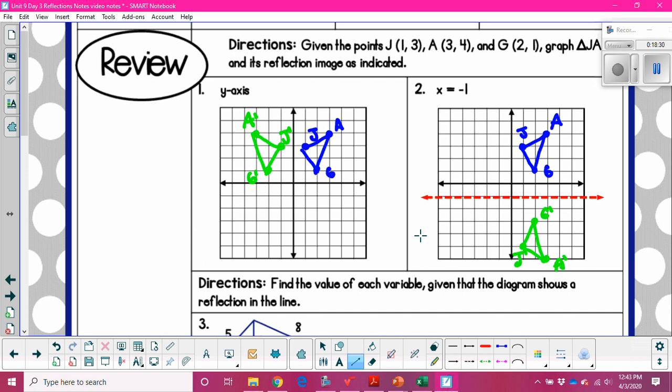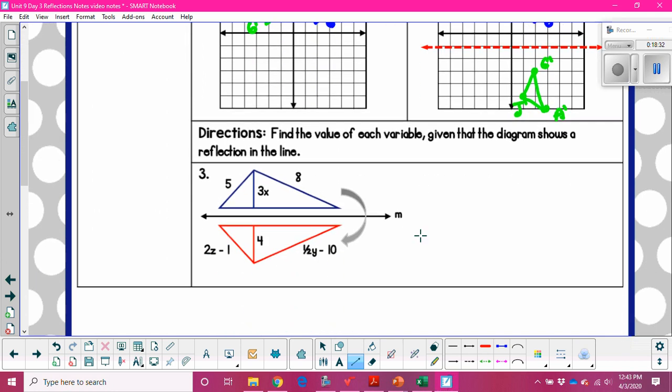Okay, so let's look down here. We know that reflections are isometries, so it preserves the distance and the angle measures. So when you have a reflection, the pre-image and image are going to have the same measurements. So knowing that, I want y'all to pause the video and go ahead and set up an equation to solve for x, y, and z.